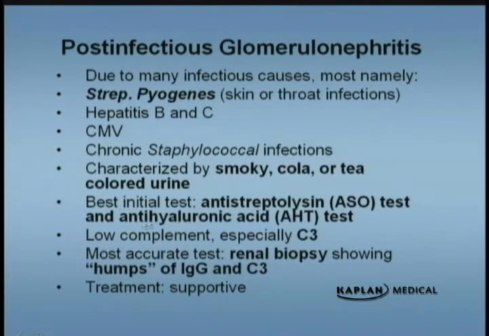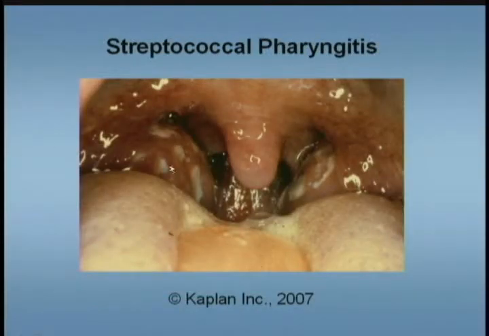If the question says, what would you do first? You'll say ASLO, anti-hyaluronic acid, anti-DNase. If it says, what is the most accurate? You'll say a biopsy. But don't say that you want to do a biopsy. Say it is the most accurate test, but not necessary. Post-infectious glomerulonephritis will resolve spontaneously in the majority of patients. Therefore, you don't have to give therapy. And believe it or not, managing the hypertension and giving a diuretic is considered part of supportive therapy. Now, remember that strep pharyngitis can give glomerulonephritis or the carditis, but only the pharyngitis can give you rheumatic fever and the carditis.